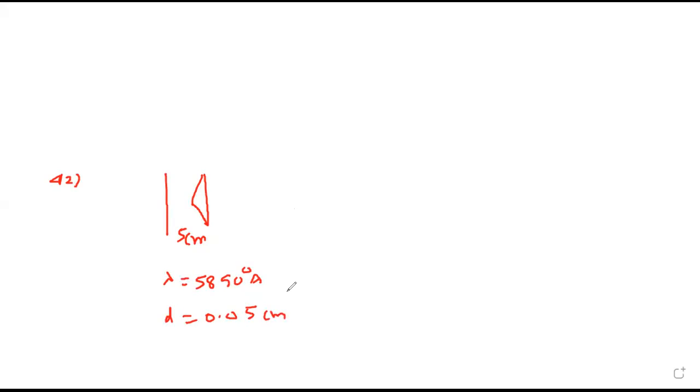The width of fringes observed at a distance of 75 centimeter from the biprism. That means the total distance will be 75 plus 5, 80 from the slit. Fringe width will be how much? So the distance between slit and biprism is 5, biprism and screen or eyepiece 75, total distance 80.